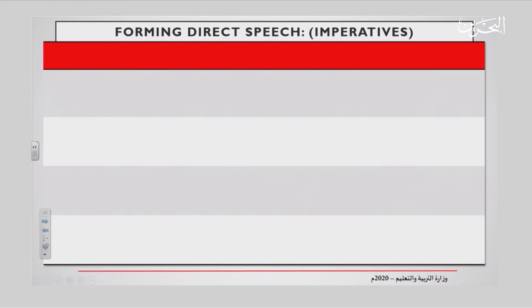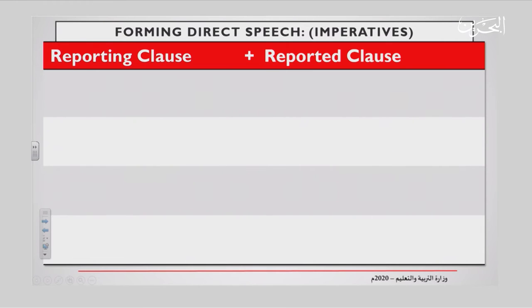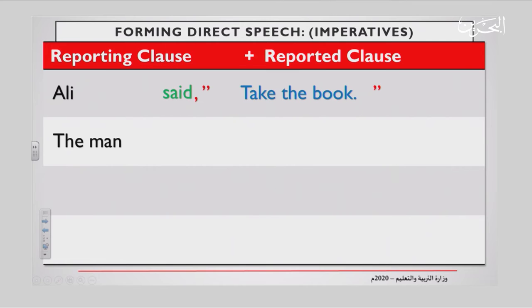Forming direct speech imperatives. Now, imperatives are different to statements. Let's see the examples. So, you start with the reporting clause plus reported clause. Ali said, comma, quotation, take the book. Take the book, quotation. Now, take the book, if you start with the verb, it is like an order. If you tell somebody, take your book, it feels like an order, and it is an imperative. Let's check another example.